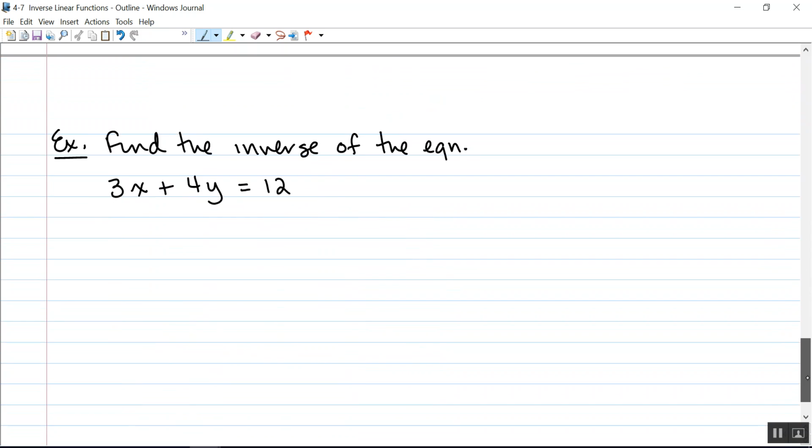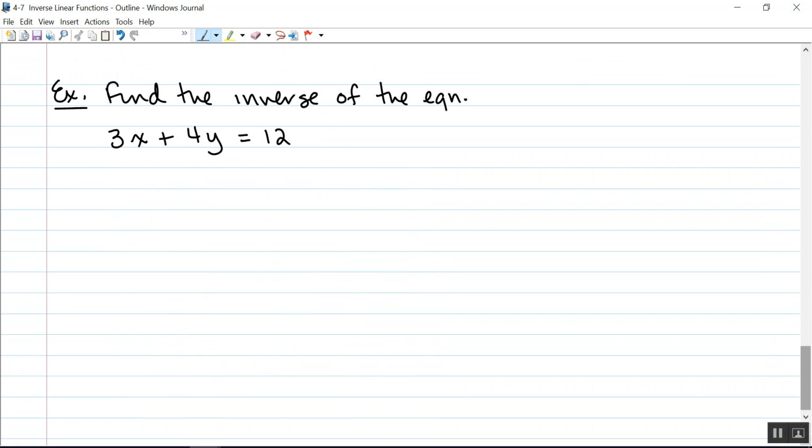And our last example here asks us to find the inverse of this equation. Notice that this equation is not written in function notation. There's no f of x here. We just have an x and a y. So basically we can skip the first step. We don't have to replace f of x with y because there is no f of x. So my first step is going to be to switch x and y. So keep your coefficients the same, just switch the letters.